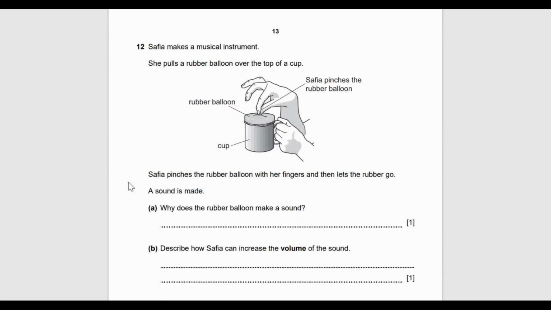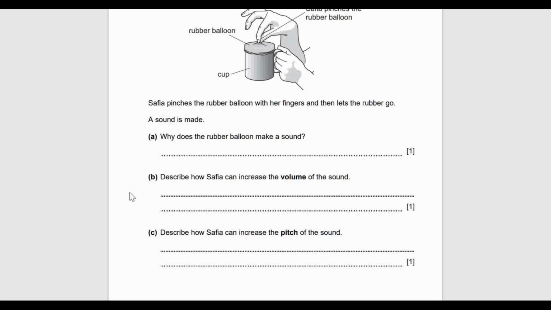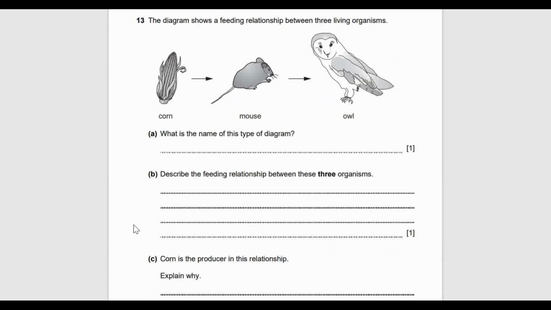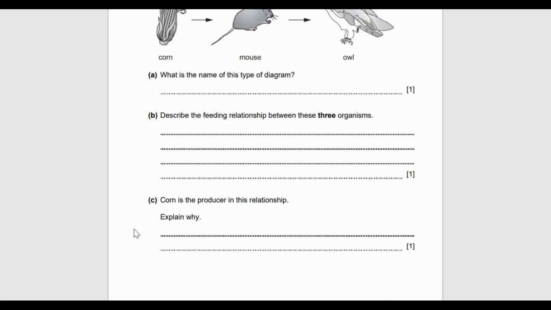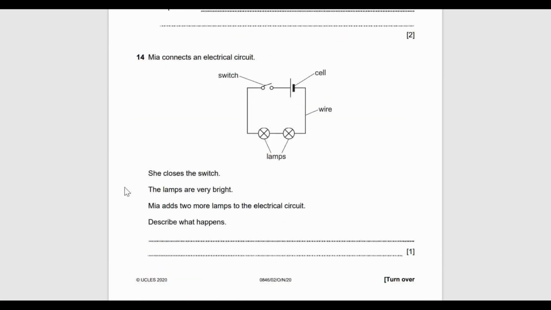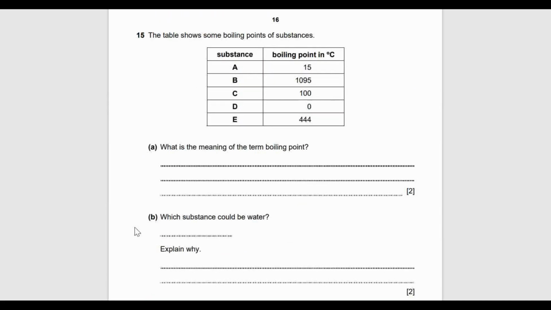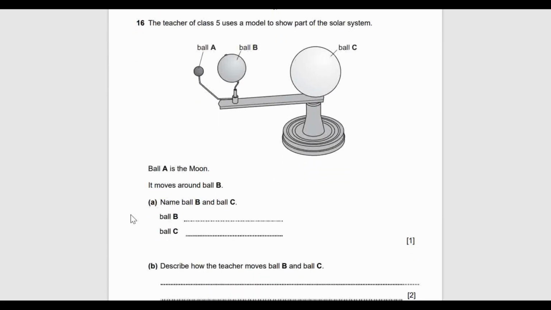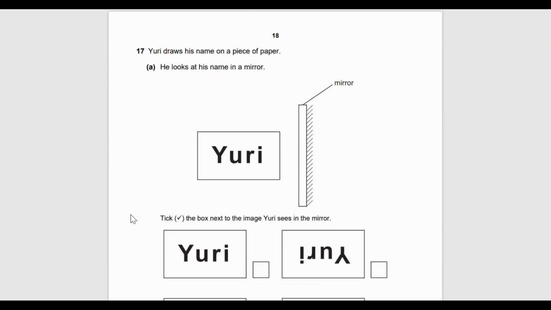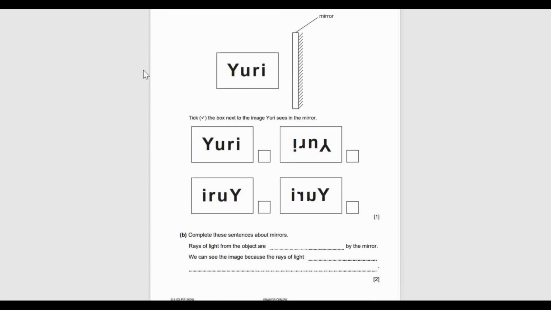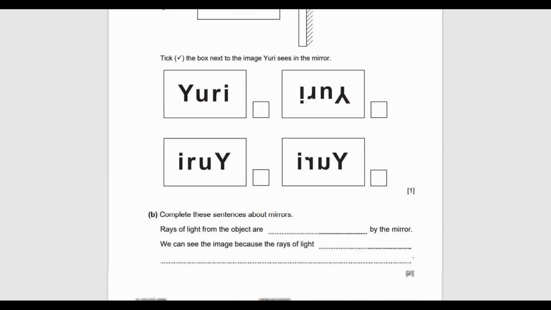And this is question 12A, B, and also C. Next is question 13A, B, and also question 13C. Next, 13D. And then this is question 14. And we move on to question 15A and B. Then followed by question 16A, 16B, and then questions 17A and 17B. And that is the last question.